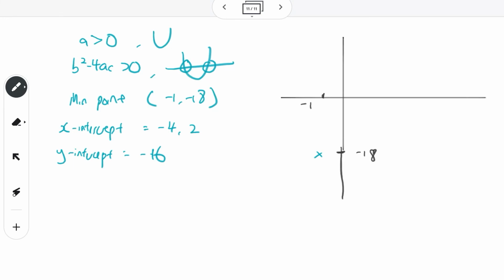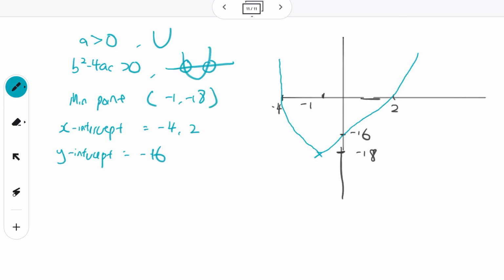The next thing we know is the x-intercept, which is -4 and 2. And therefore, let's put -4 here. And maybe, well, it's not very proportionate, but let's just say -2. Let's say 2 is here. And we know the y-intercept is -16. So let's put -16 here. And therefore, it becomes very easy to draw because I know that my curve will have to pass through here, get to the minimum point, cut through the -16, and go up here.